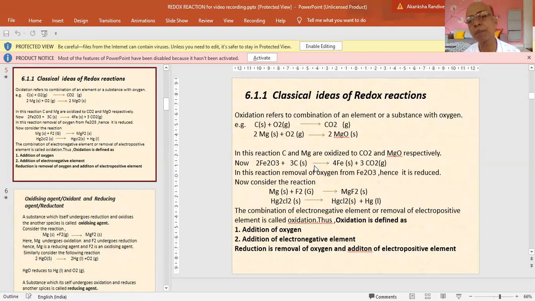Magnesium solid plus fluorine gas gives magnesium fluoride in a solid state. Now, fluorine is electronegative. We know this. It is highly electronegative.